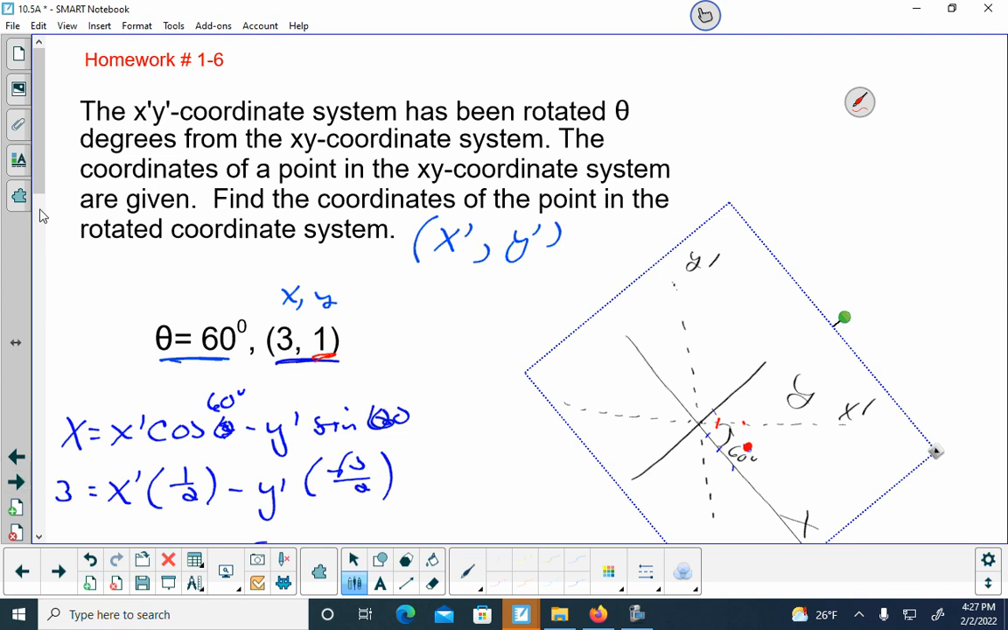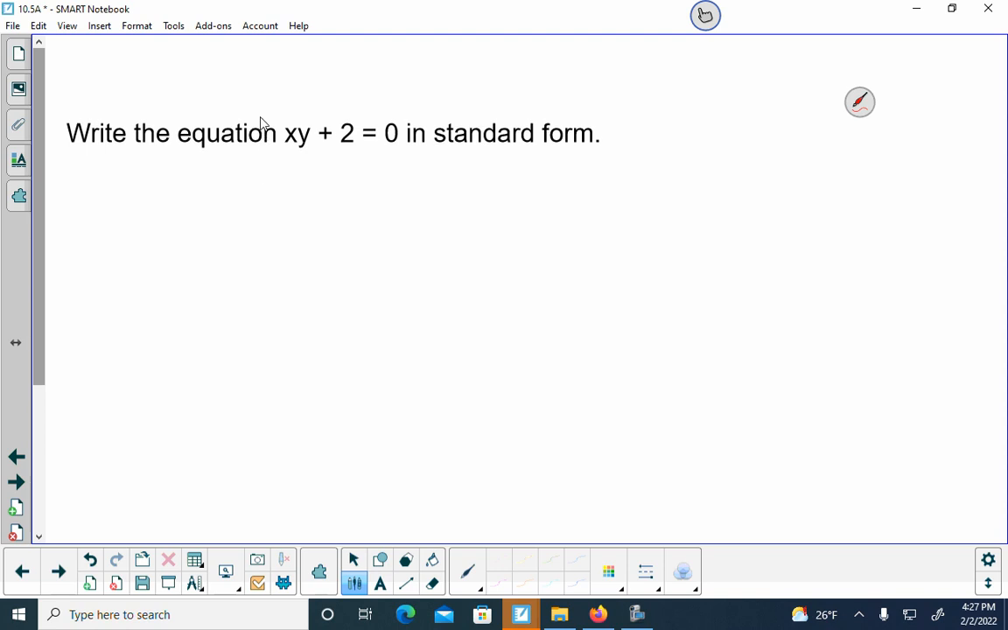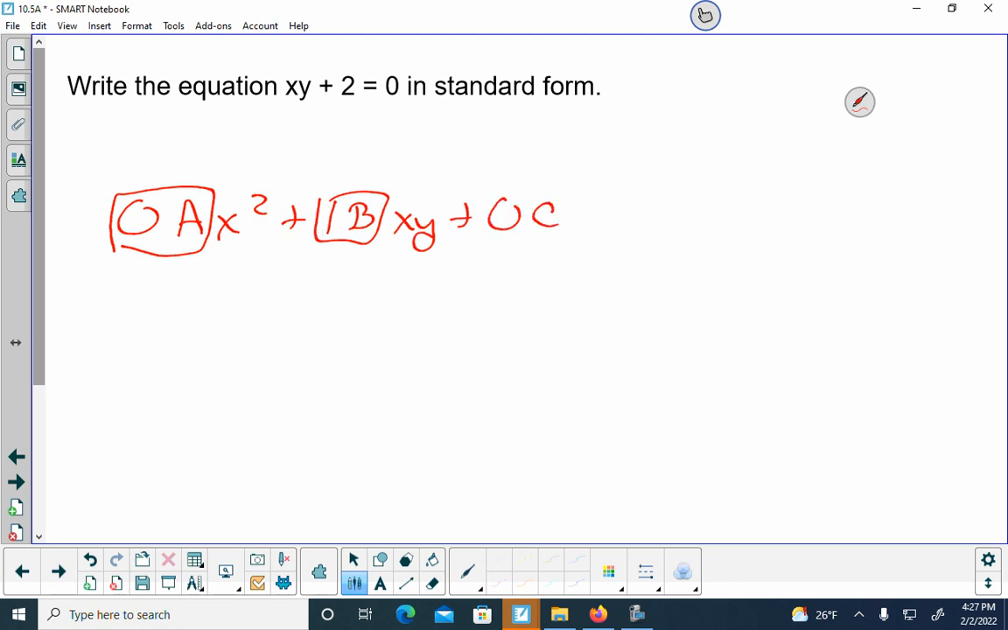So let's try and do an actual equation. It says write the equation xy plus 2 in standard form. If I have something like this, the first thing I have to do is figure out how much I need to rotate my axis to eliminate the xy term. Now, this is actually understood to be like 0x squared plus 1xy, so the a would be 0, the b would be 1, and then my c is going to be 0.